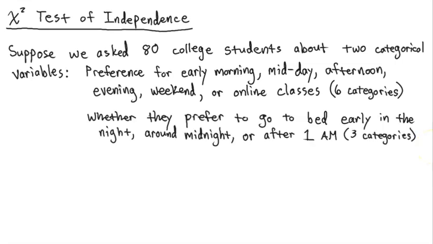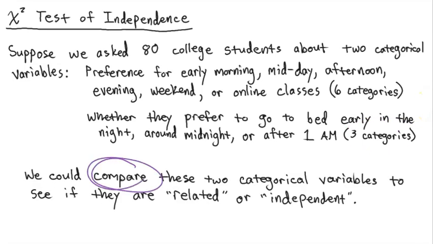Then let's say we ask what time they like to go to bed at night. Do they go to bed early in the night? Do they go to bed around midnight, or after 1 in the morning? Are they a late night person and they go to bed at 1:30 or 2 or 3 o'clock in the morning? So that's now 3 categories. Here's what we could do. We could compare these 2 categorical variables, preference for when you want to take a class and when they prefer to go to bed at night.